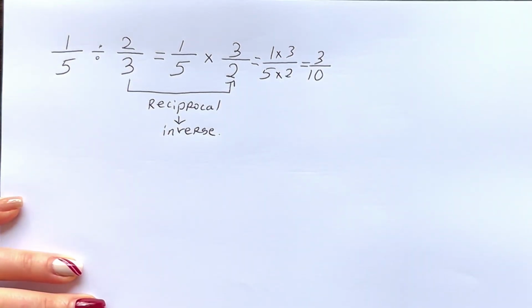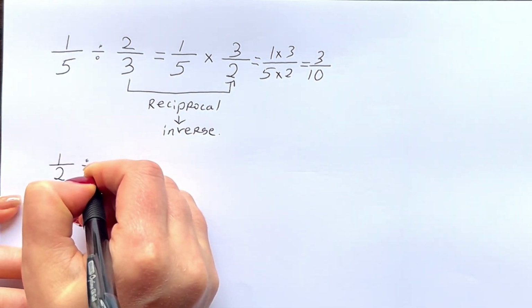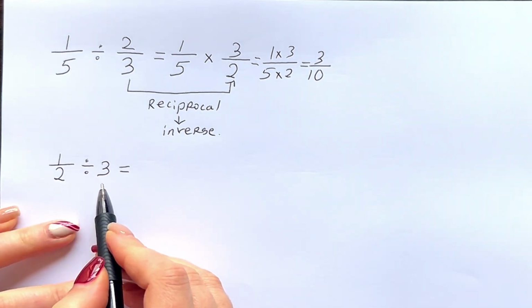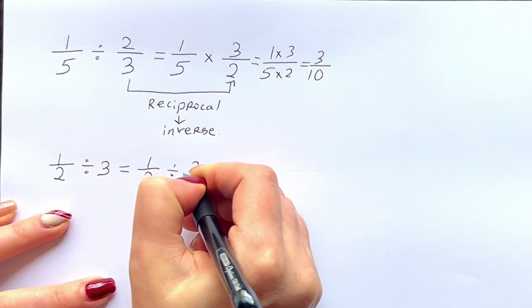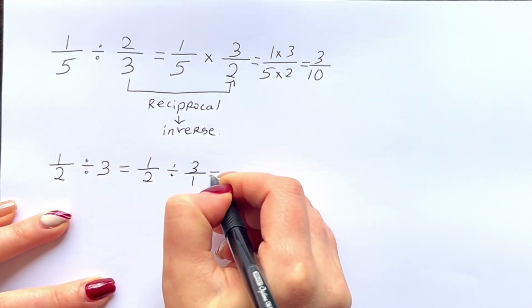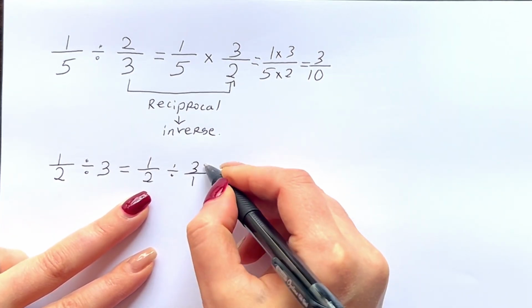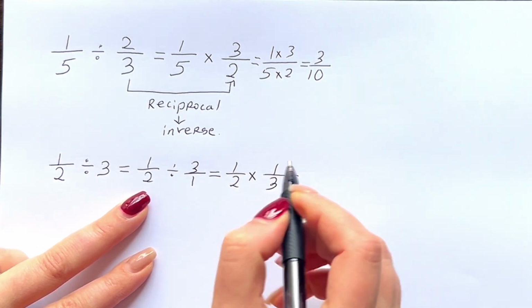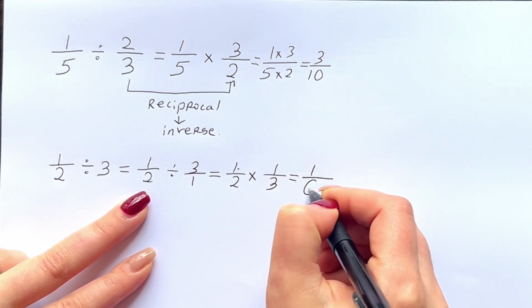Let's do another example. Let's say we have a fraction divided by a whole number. I already told you in multiplication that if you have a whole number, make it a fraction. So it's 1 over 2 divided by 3 over 1. Now, again, skip, flip, multiply. 1 times 1 is 1, 2 times 3 is 6.